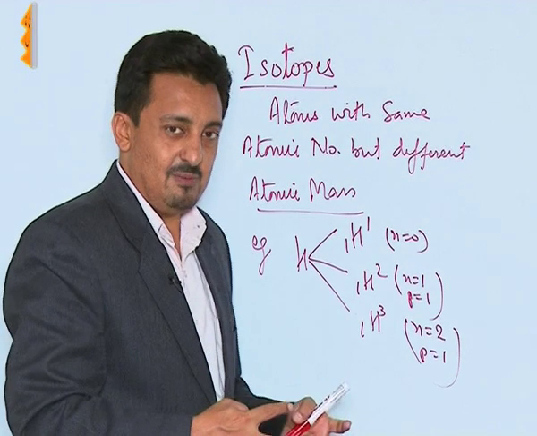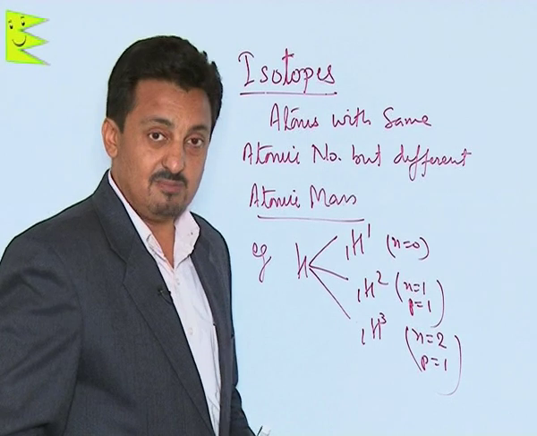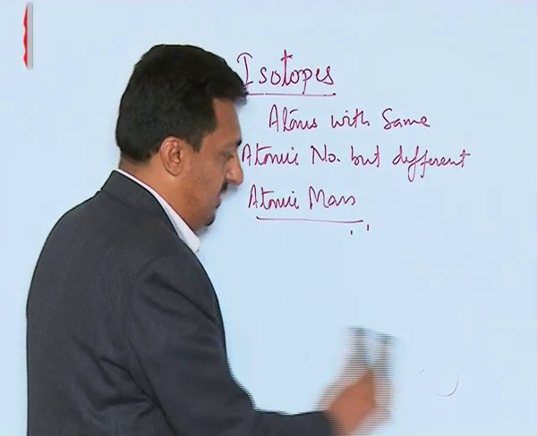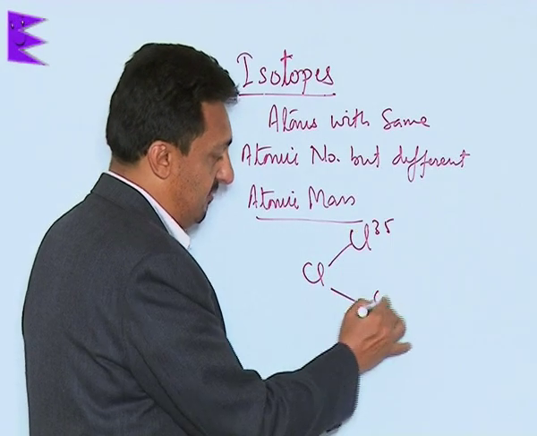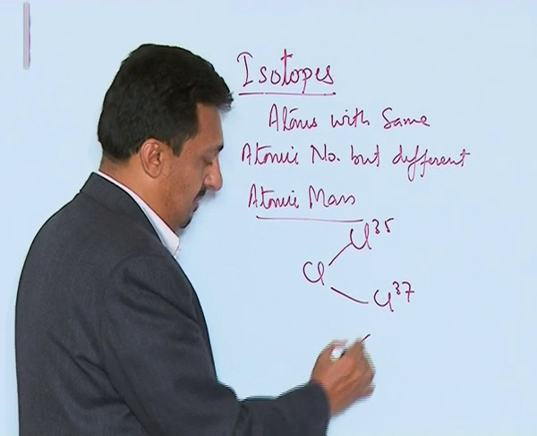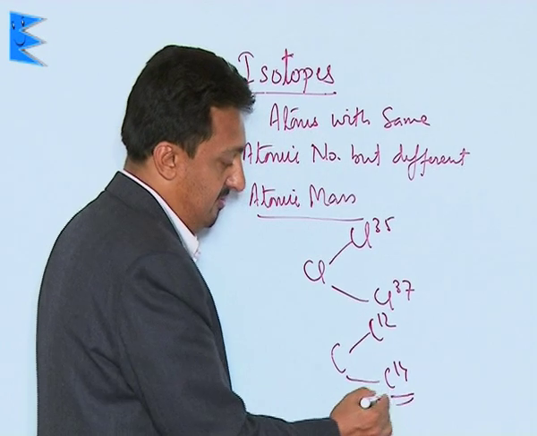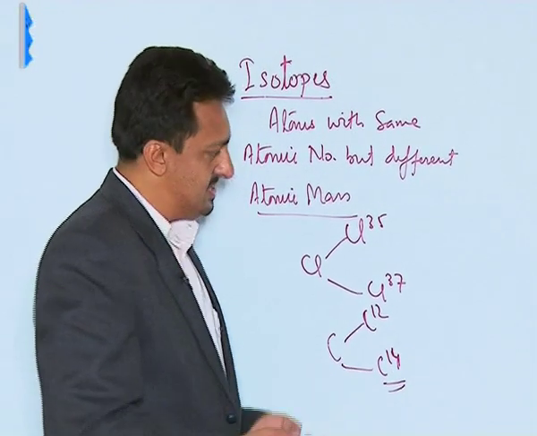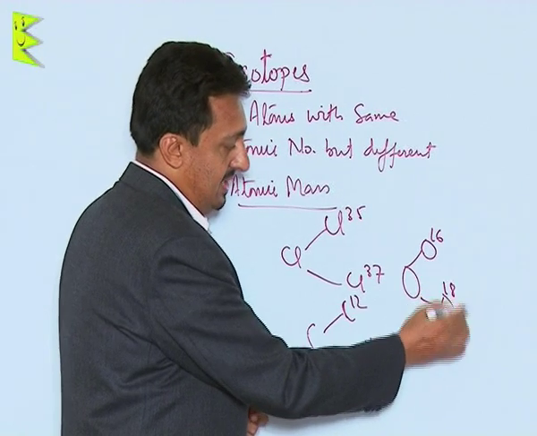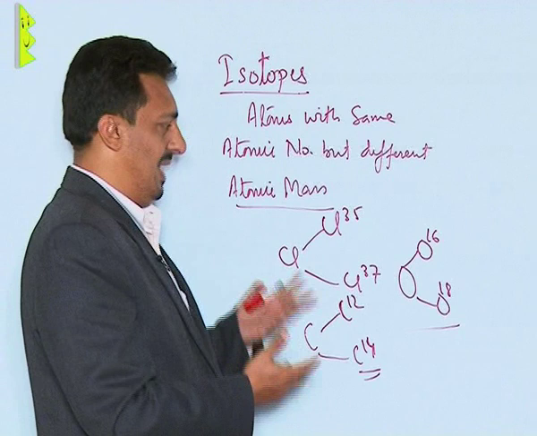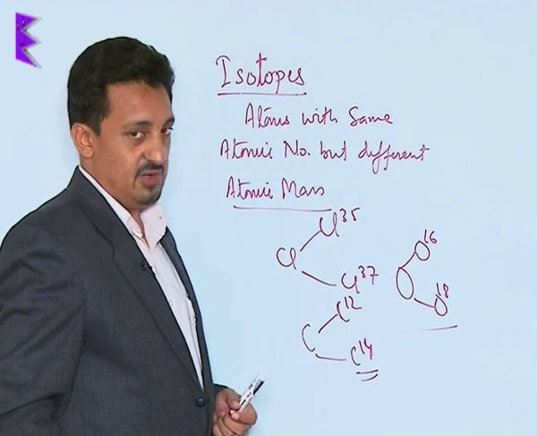We find out their relative abundance, then take the average, and that mass we use is called the average atomic mass. Similarly, we have isotopes of chlorine, Cl35 and Cl37. Carbon has 2, which are C12 and C14, which is used in carbon dating. Similarly, oxygen has O16 and O18. So this is how all elements have isotopes, which are atoms of the same element with the same atomic number but different atomic masses.